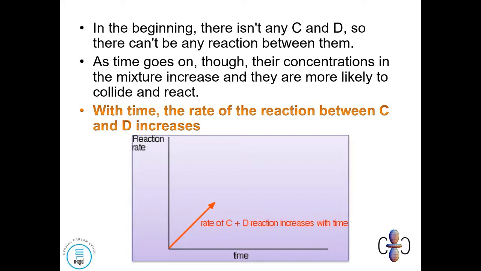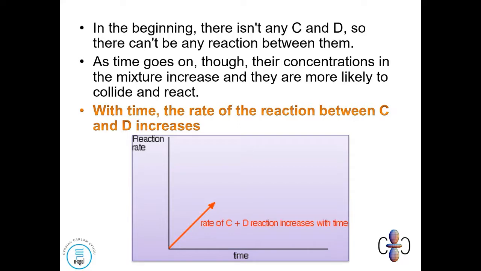In the beginning, though, we know that there's no product, so there's no C and D. So there can't be any reaction occurring between C and D because there isn't any. The lack of any C and D means that the rate of the reverse reaction is at its lowest at the beginning, because there is no massive stock of product particles to collide with each other to react. But as time goes on, the concentration slowly builds up as A and B are being changed into C and D.